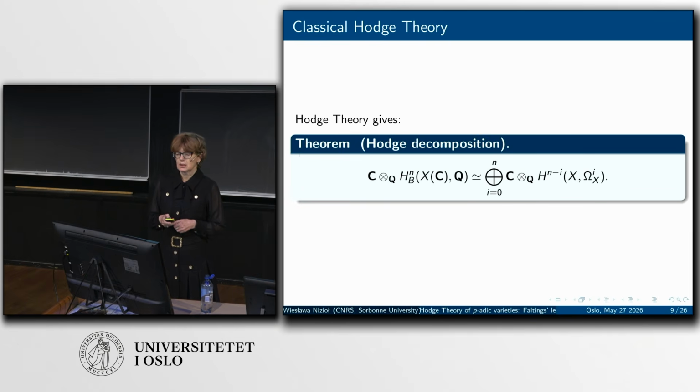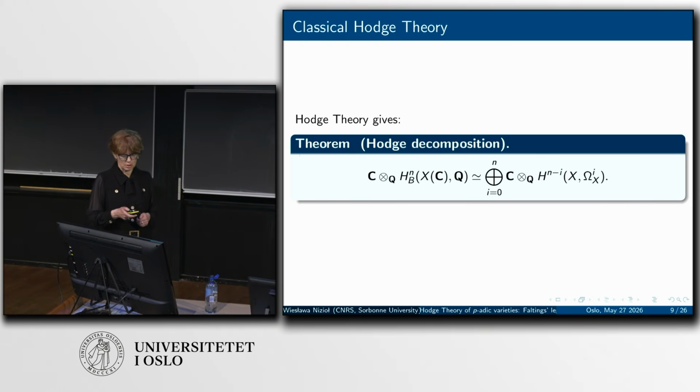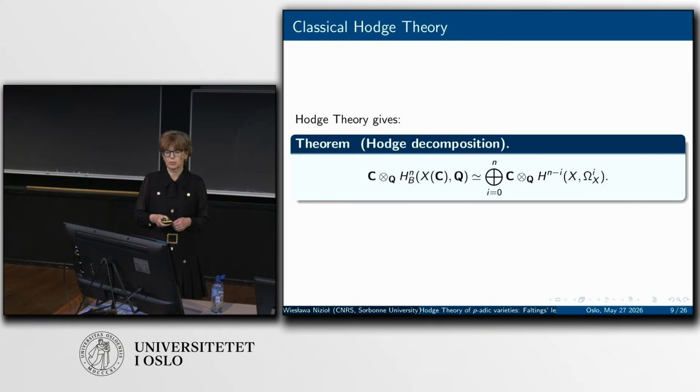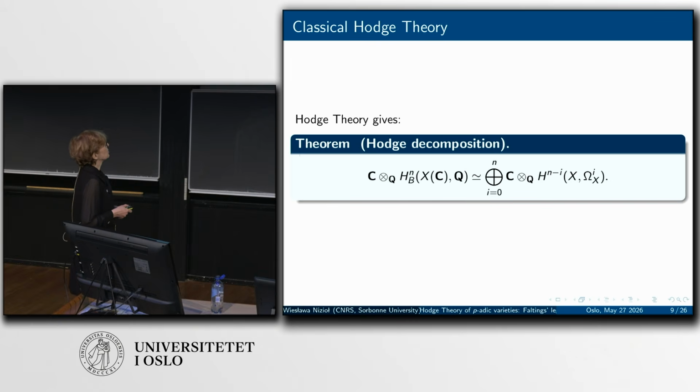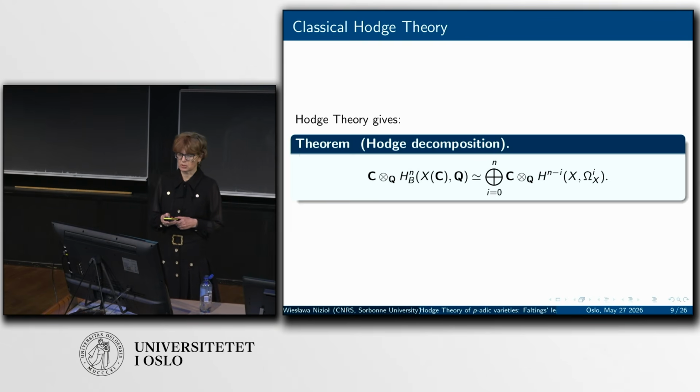And the last, so we have periods which we would like to find in p-adic Hodge theory, and let me just state that complex Hodge theory gives you the Hodge decomposition, which I wrote here, so that Betti cohomology with coefficients extended to complex numbers now splits as a direct sum of Hodge groups. So this is another theorem that we would like to mimic in p-adic Hodge theory.